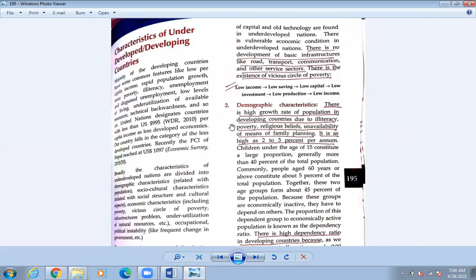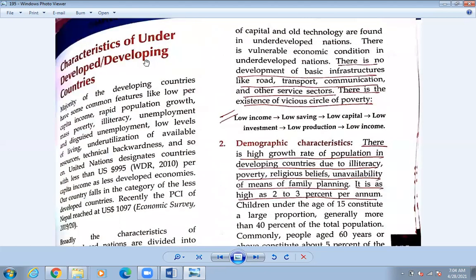Now let us learn the characteristics of underdeveloped country. Underdeveloped means developing country, underdeveloped country. Otherwise, we can call it the poor country also. Okay, Nepal is a developing country. Developing, when we hear it, it seems like okay, it is a developed country, but it is not a developed country. It is a developing country. Developing country is called poor country.